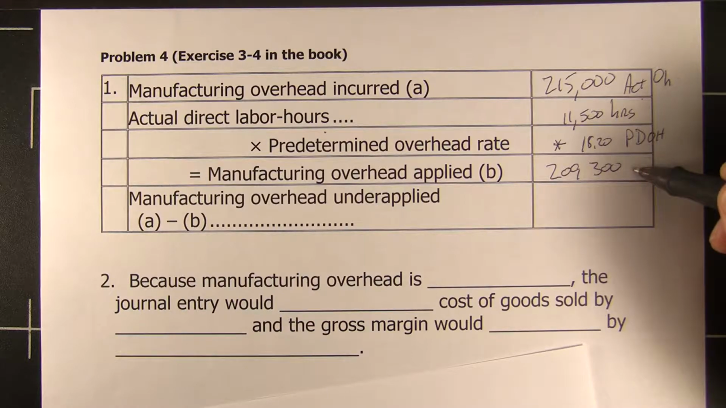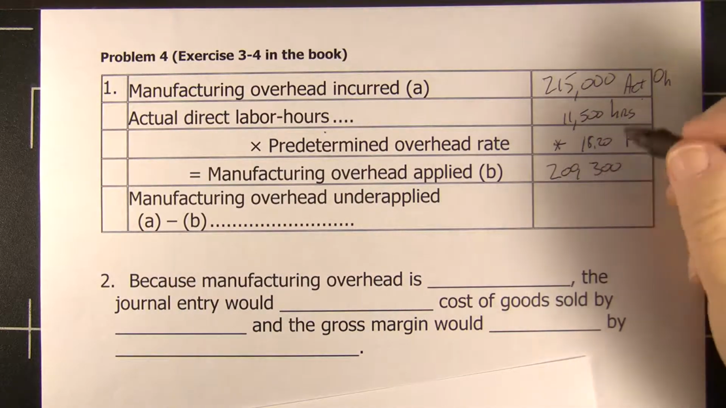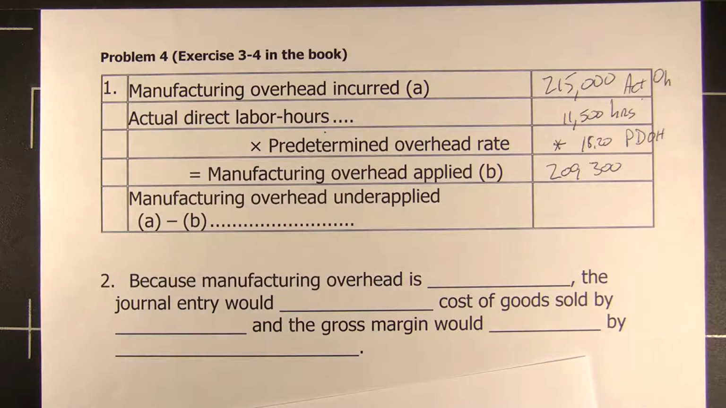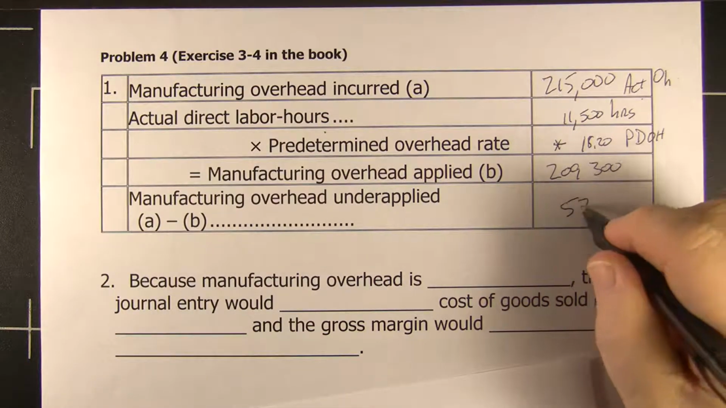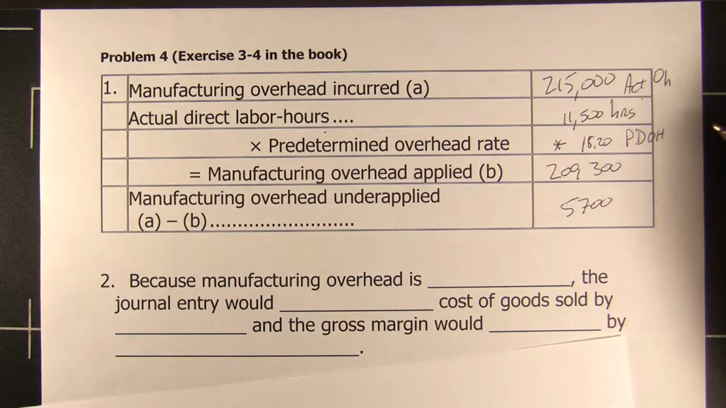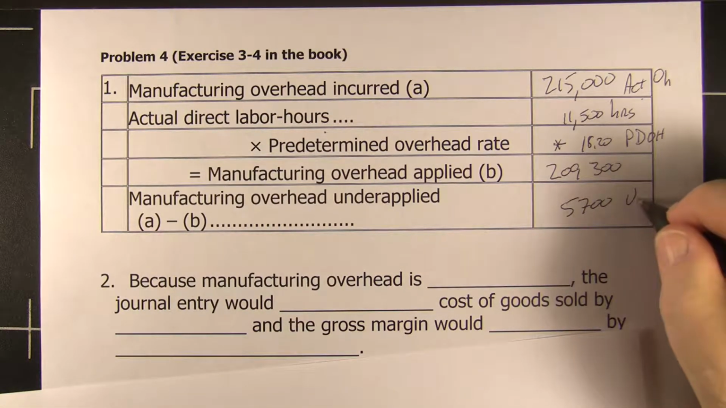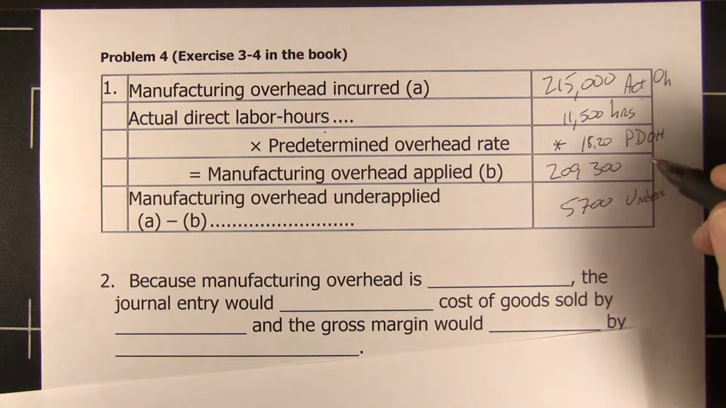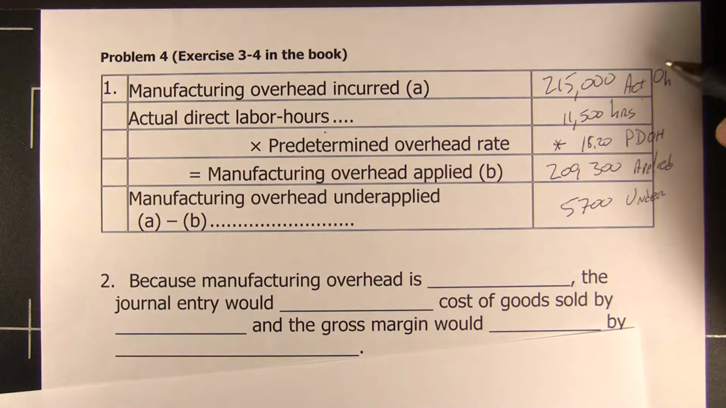They applied $209,300. So we subtract 209,300 from 215, and our overhead is $5,700 under applied. And again, let me make sure you see why. This is how much we applied. This is how much we had.